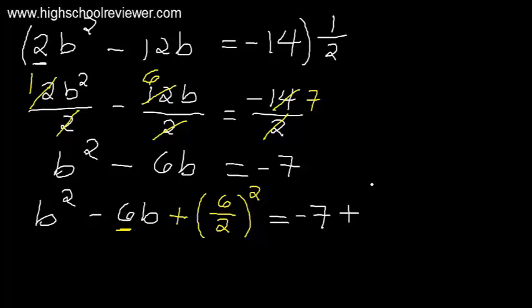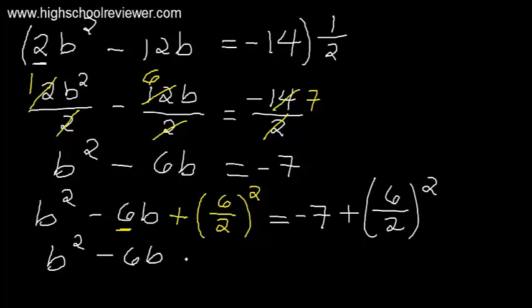So this will still be plus 6 all over 2 divided by 2. So we have here b squared minus 6b plus, or rather, 6 divided by 2 is 3. 3 raised to the power of 2 is 9. So this will be plus 9. Okay, so b squared minus 6b plus 9 is a perfect square.